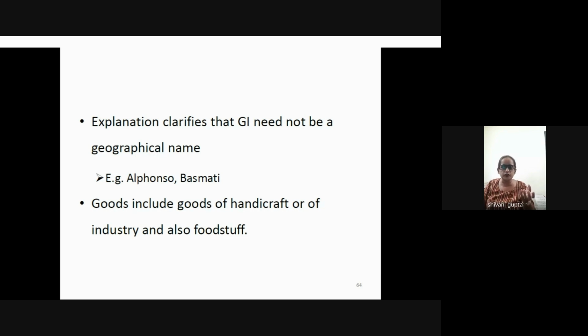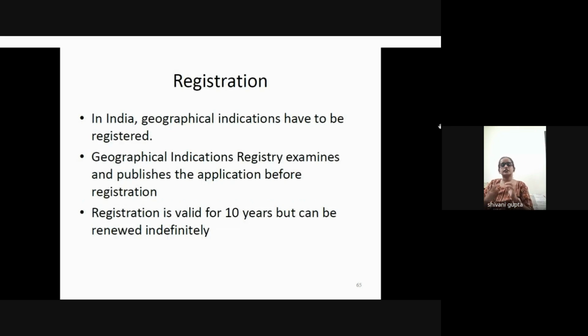Now there is a controversy about the Basmati rice, because the technique used in the production of the Basmati rice crop has been patented by other countries also, like the US patented it with the name Texmati and so on. So geographical indication doesn't mean the technology specifically used for the production of a particular good. The goods also include handicrafts or handloom industry that are manufactured or originate naturally there only.